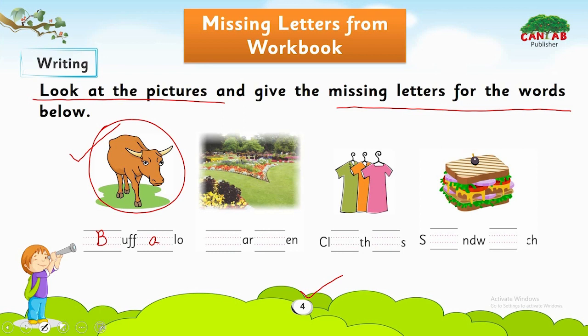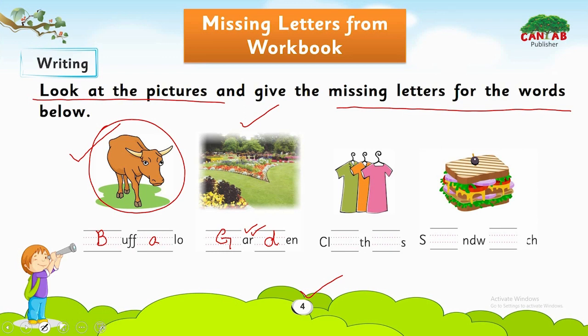The next picture is of what? What is it? Shabash. Guess kare. What is it? You have to guess it. This is a garden. Now spell out loudly. That is garden. G-A-R-D-E-N. So you have done two of the examples.